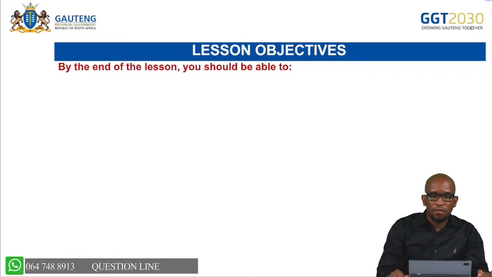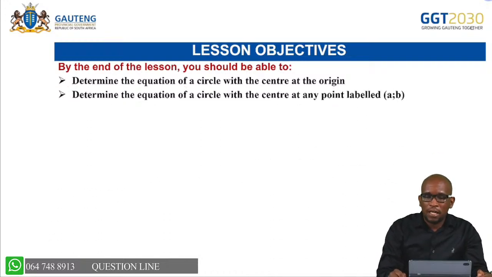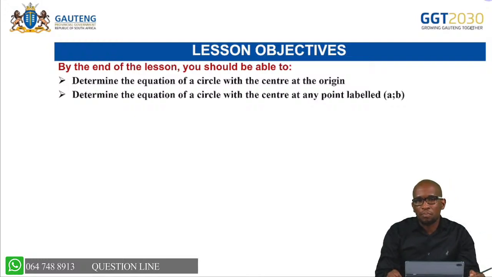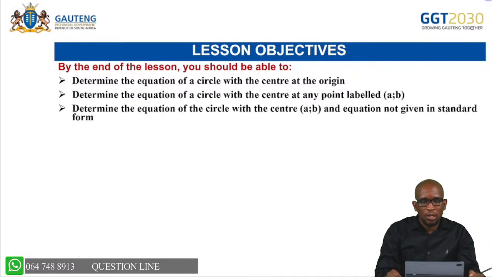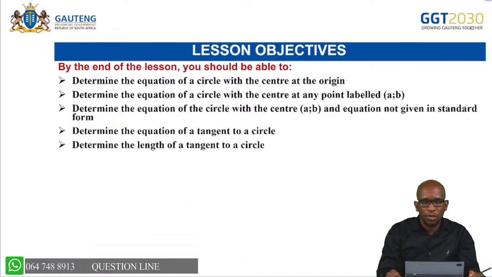By the end of today's lesson, you should be able to determine the equation of a circle with the center at the origin. Determine the equation of a circle with a center at any point labeled (a, b). Determine the equation of a circle with center (a, b) if the equation is not given in standard form. Determine the equation of the tangent to a circle. Determine the length of a tangent to a circle.